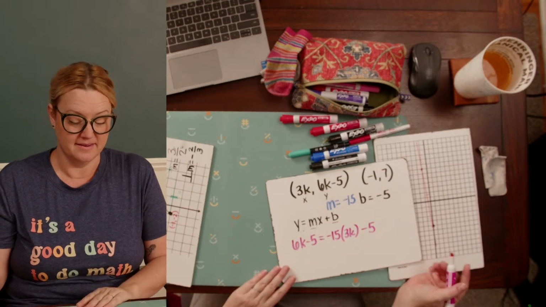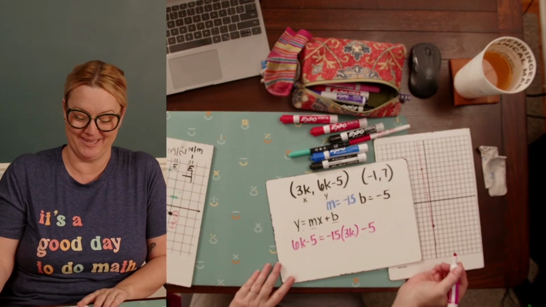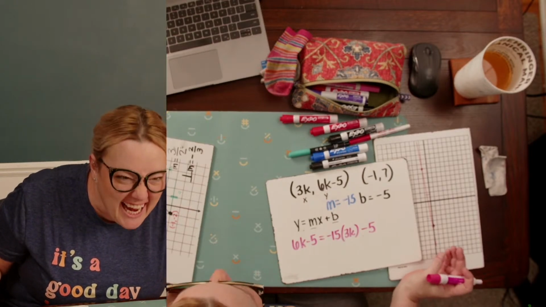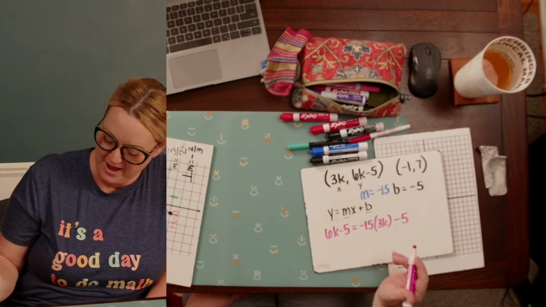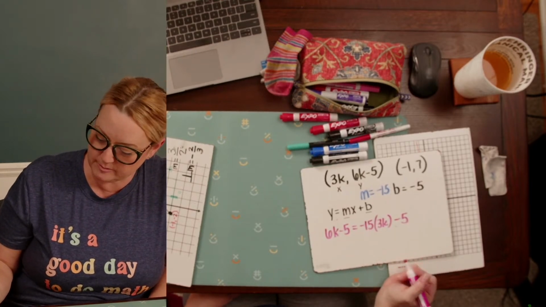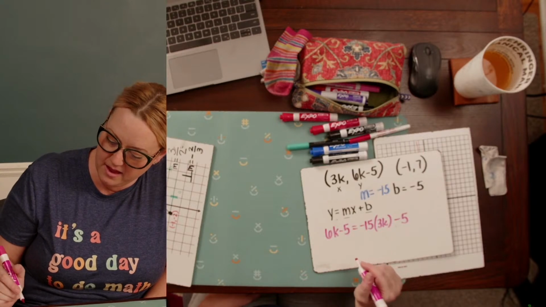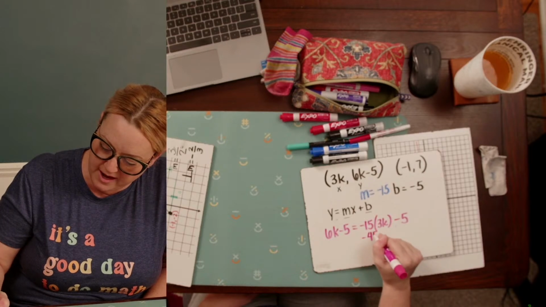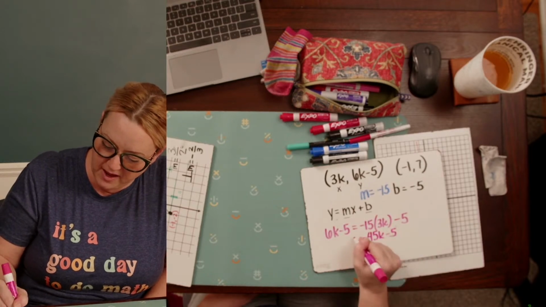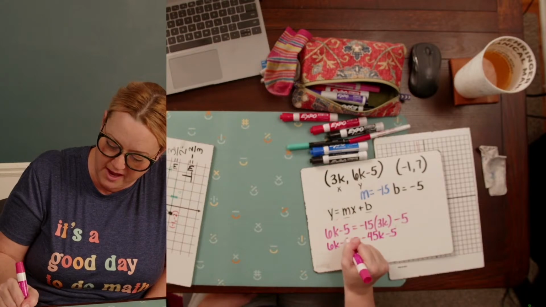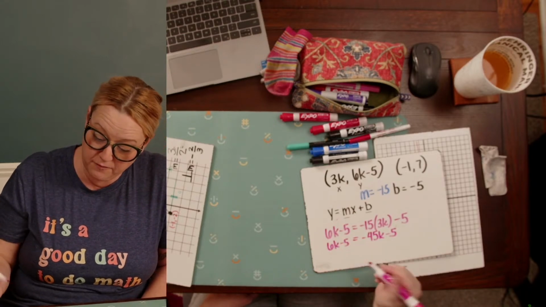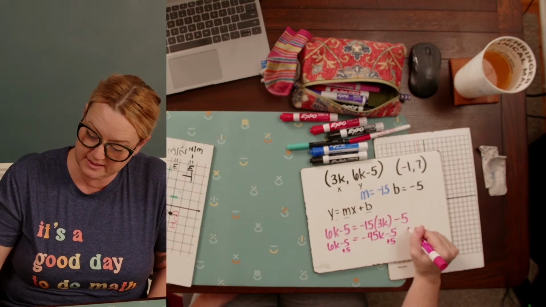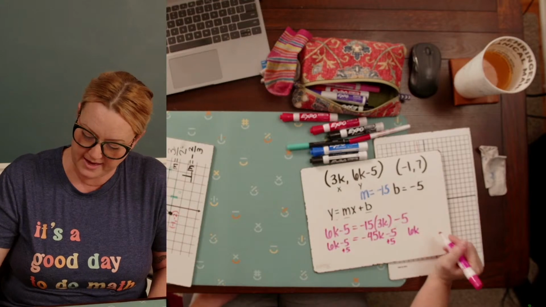Okay. Y equals mx plus b. Oh, I can't read the chat from here. It's so small. Y equals mx plus b. Okay. All right. So we're going to distribute, we're going to multiply with the negative 15. So we've got negative 45k minus 5 equals 6k minus 5. If we add 5 to both sides, that just gets rid of it. That makes it easy. So 6k, that doesn't work.